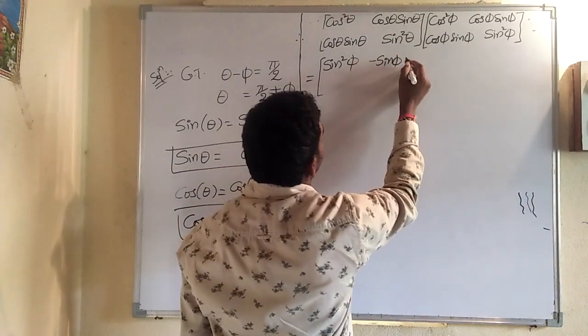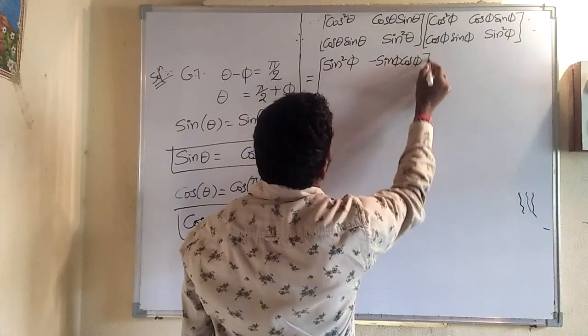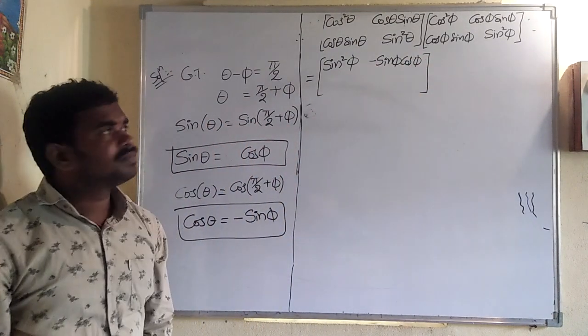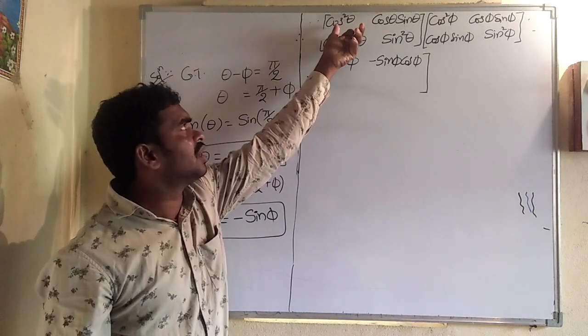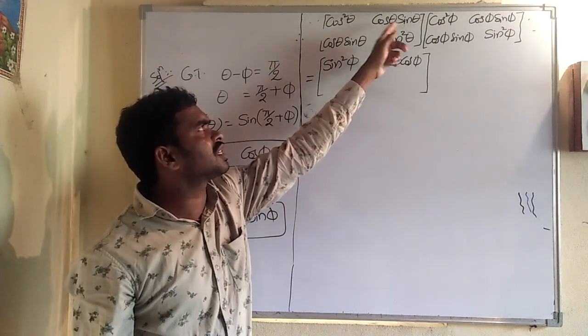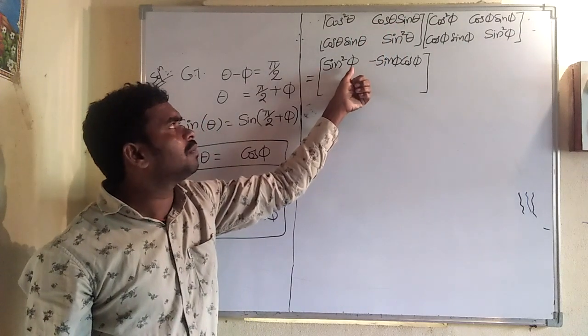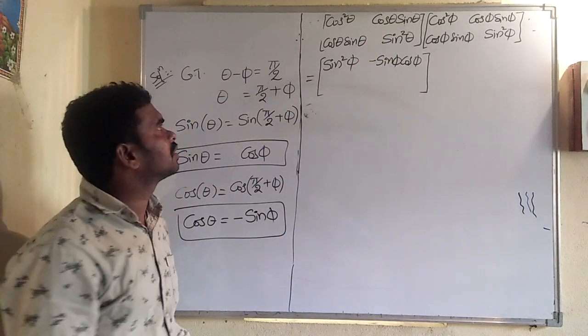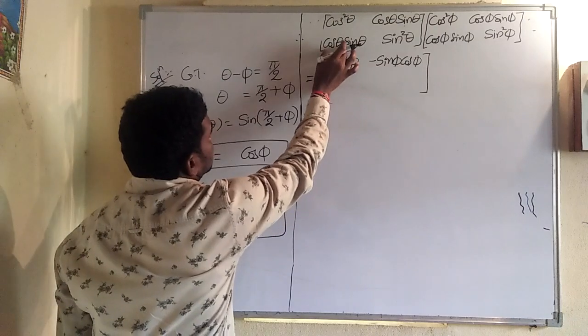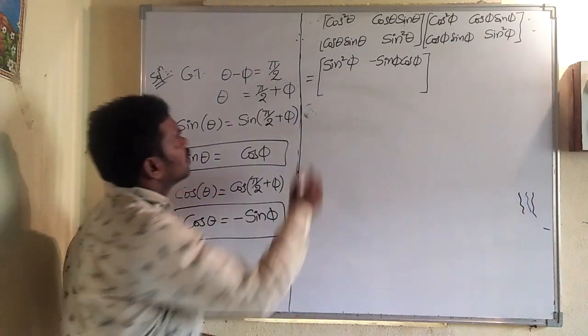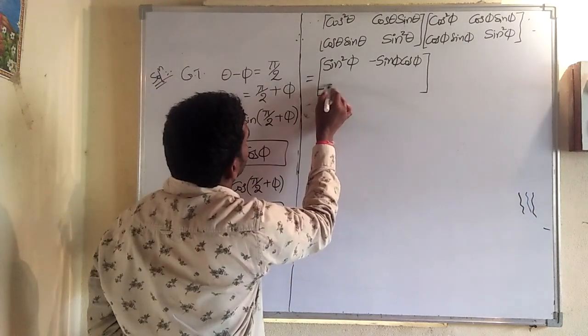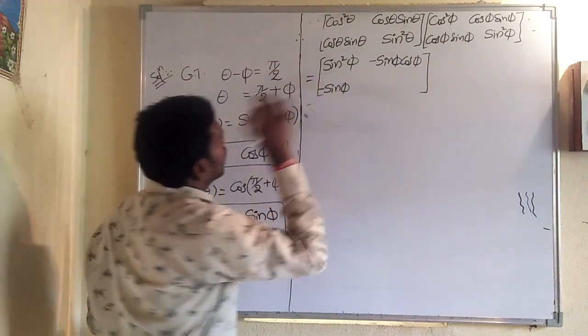So instead of sin theta, I am writing cos phi. Don't confuse; I am just simplifying cos theta, cos square theta, cos theta sin theta in terms of phi. Next, cos theta is there. Cos theta means minus sin phi. So instead of cos theta, just write minus sin phi.